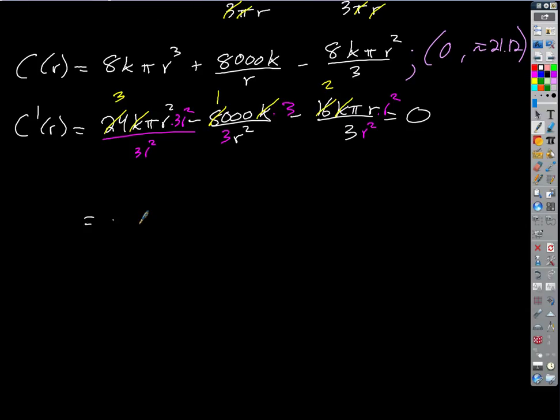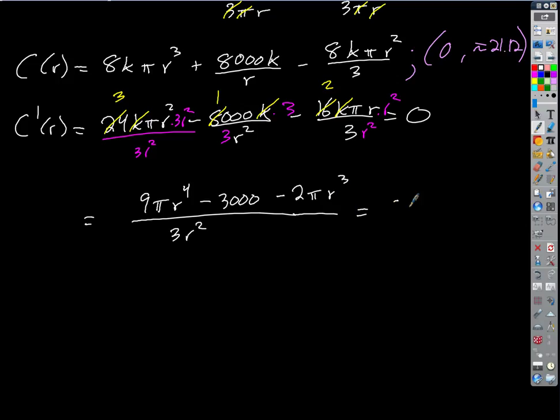So I know I'm going to get on the bottom 3r squared. What do I get here? I'm going to get 3 times 3 is 9 pi r to the fourth, minus 3,000, minus 2 pi r cubed, equals 0.